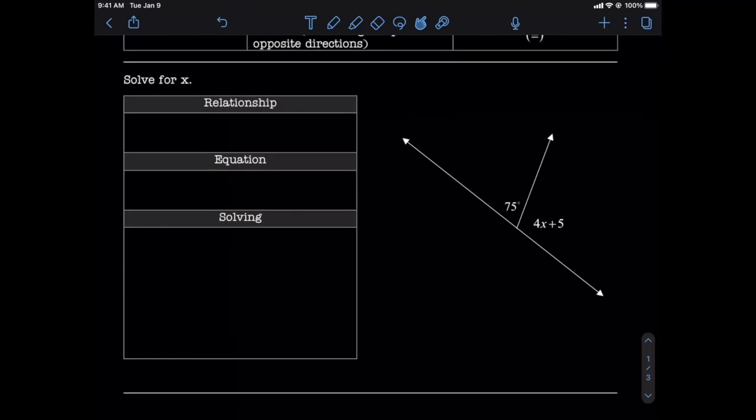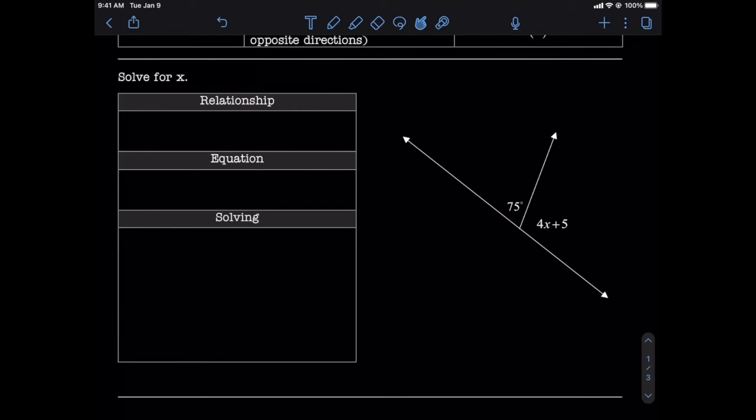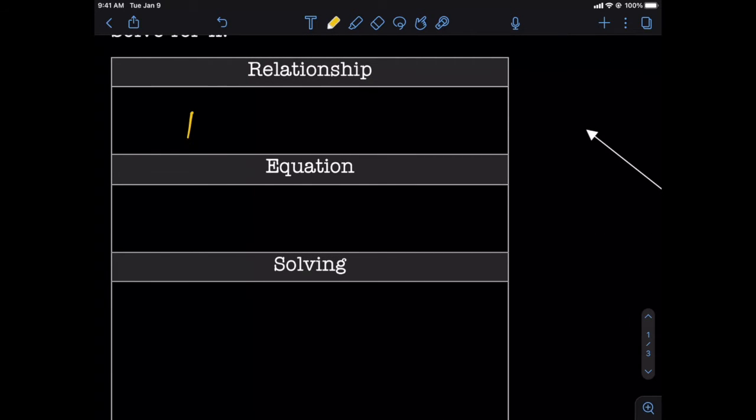Our first example asks us to solve for x when we have this diagram right here. So the first thing we need to do, even before we care about the actual angles, is to see their relationship. These are side by side, which means that we have a linear pair. Remember, linear pairs are supplementary, and what do we do when we have supplementary angles? We add them together and set them equal to 180.